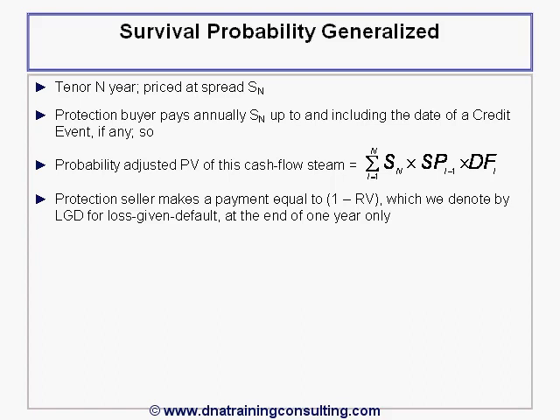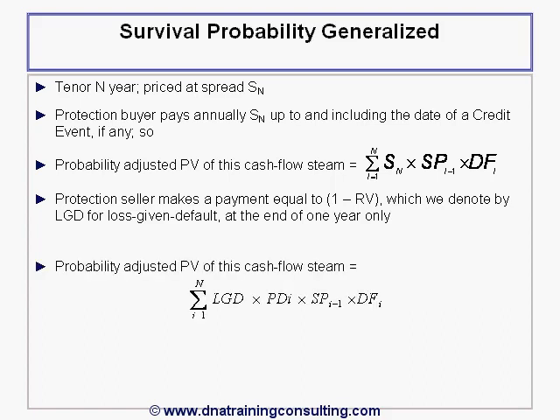Therefore, the probability adjusted PV of the payments made by the protection seller can be written as the sum of this LGD amount times the probability that the reference entity in any given year will default at the end of that year, PDI, having survived all previous years, SPI-1, and finally multiplying all that by the discount factor appropriate for a cash flow occurring at that time.